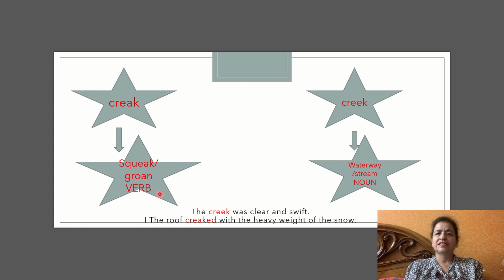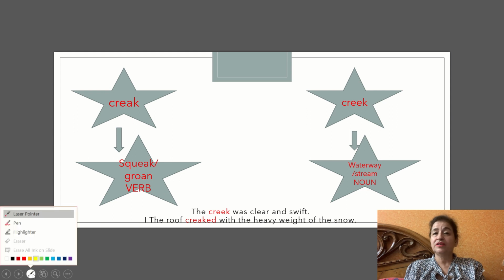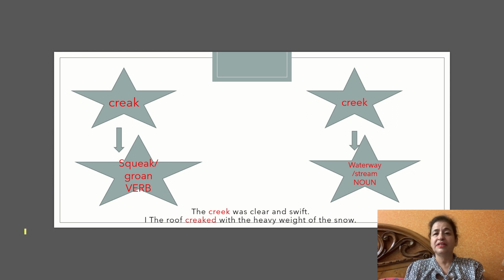Now for instance, I'll give a sentence of the creek. The creek was clear and swift. This is the noun creek, C-R-E-E-K. And then now we talk about C-R-E-A-K, a sentence for that: the roof creaked with the heavy weight of the snow.